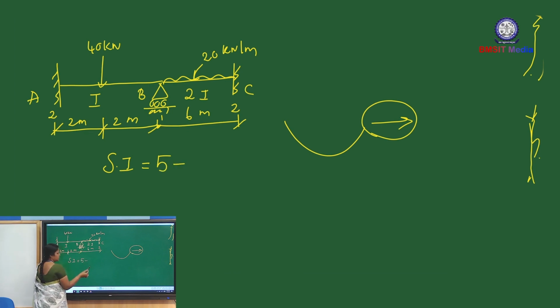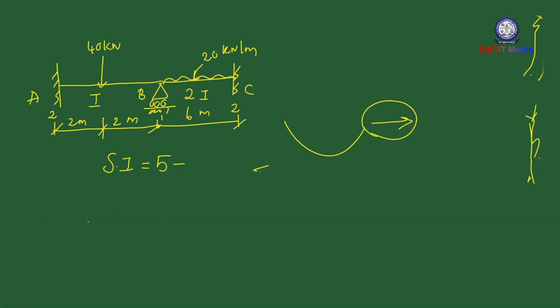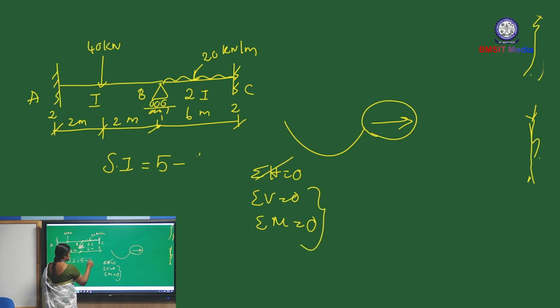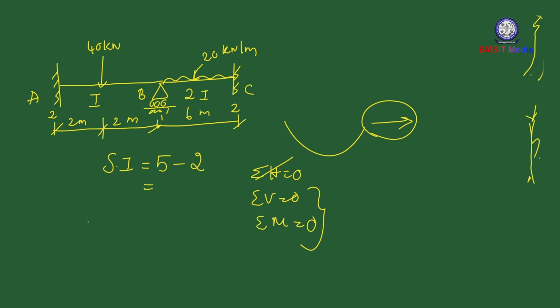Equation of equilibrium, we already know that summation of H equals 0, summation of V equals 0, and summation of moment equals 0. Here also we have neglected the axial deformation, the H support reaction, so we neglect it here also. So the total number of equilibrium equations is 2, so 5 minus 2 equals 3. So SI is 3.